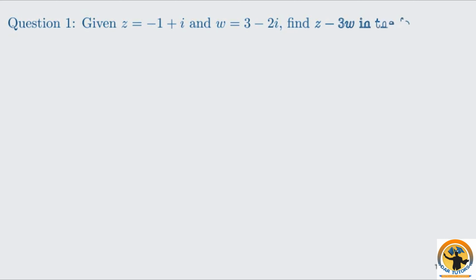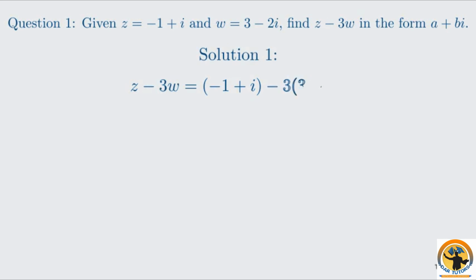Given the complex numbers z equals negative 1 plus i and w equals 3 minus 2i, find the value of z minus 3w, expressing your answer in the form a plus bi. First, we substitute the expressions for z and w into the problem. We have negative 1 plus i minus 3 times the quantity 3 minus 2i.